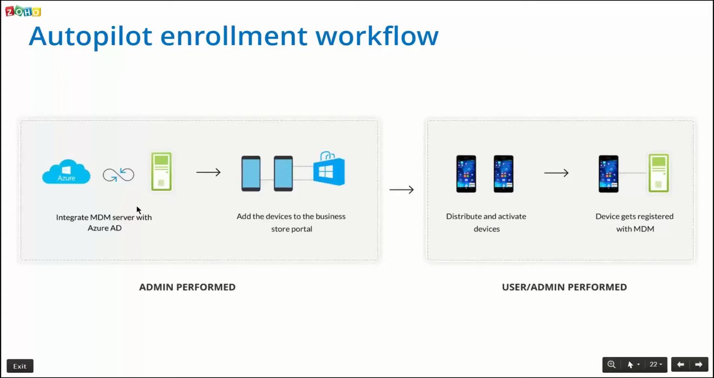Let's take a look at the steps involved in this enrollment method. First, we need to integrate an MDM server with Azure AD. We will then add the devices to the Business Store portal. Since we have integrated Azure AD in the first step, the devices will be automatically added to the Business Store. Once the devices are distributed and activated, the devices will get registered with MDM.